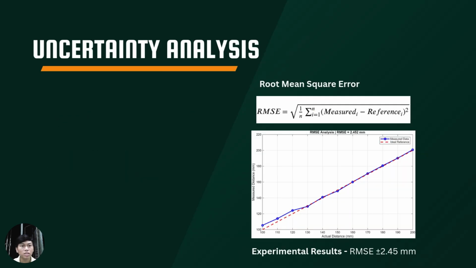So for uncertainty analysis, we basically use the RMSE formula. We find the difference between the measured data and the reference data, square it, divide by the number of data points, and then take the square root. So we got the experimental result of 0 plus or minus 2.45 millimeters.